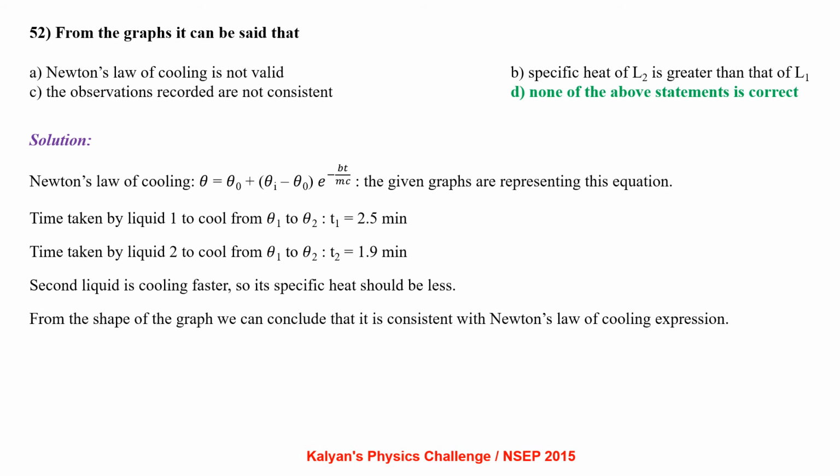Time taken by liquid 1 to cool from theta 1 to theta 2 is 2.5 minutes. Time taken by liquid 2 to cool from theta 1 to theta 2 is 1.9 minutes. So the second liquid cools faster than the first one, so its specific heat capacity should be less. From the shape of the graph, we can conclude that it is consistent with Newton's law of cooling. So the observations recorded are also consistent with Newton's law of cooling.